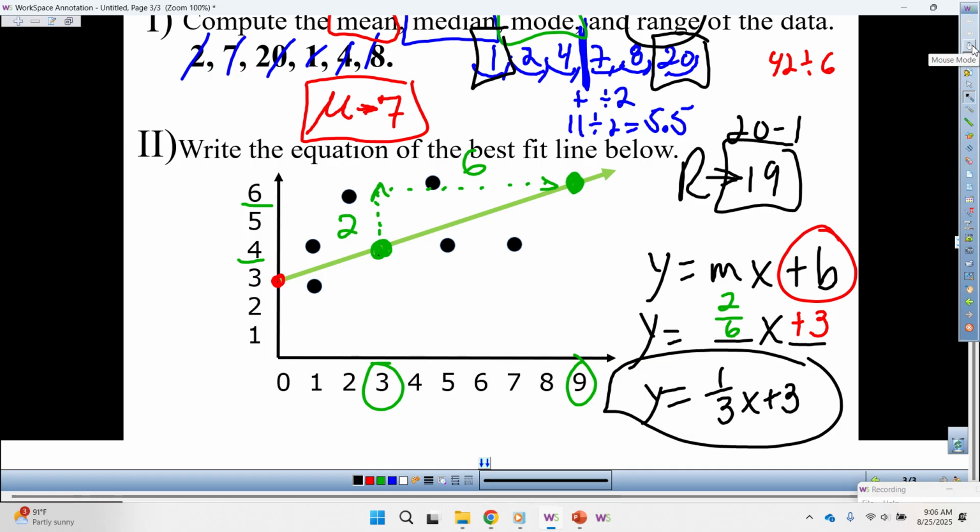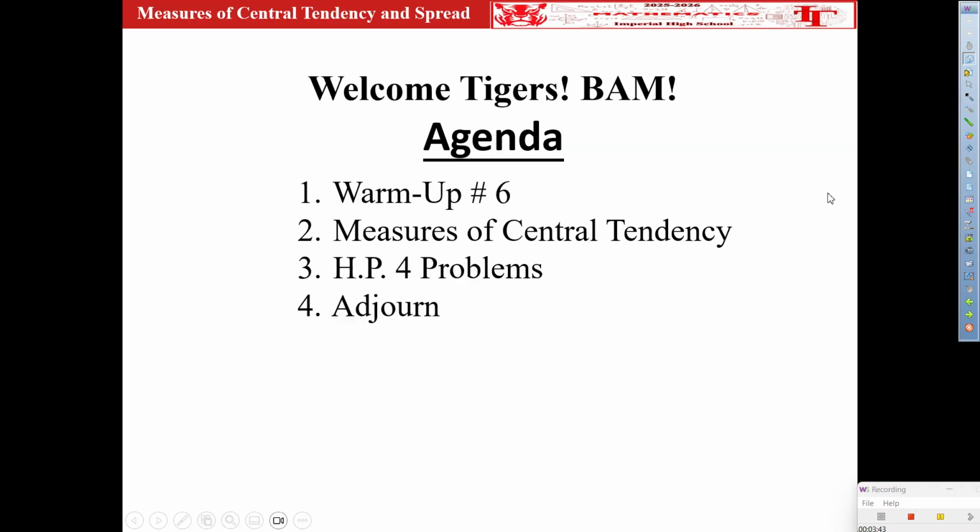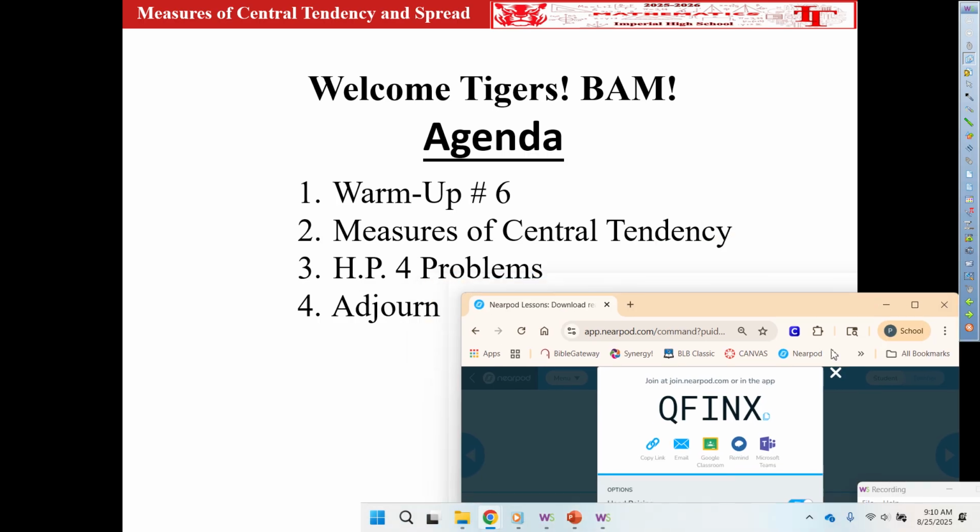Copy the agenda. Warm-up number 6 done. Today we're moving on to measures of central tendency. Home plate for tonight is 4 problems, and once again, I'm going to give you time at the end to finish here in class, so stay on the ball, please. Once you copy the agenda, I want to see what you did with the warm-up. Send me that warm-up to that code that's going live.